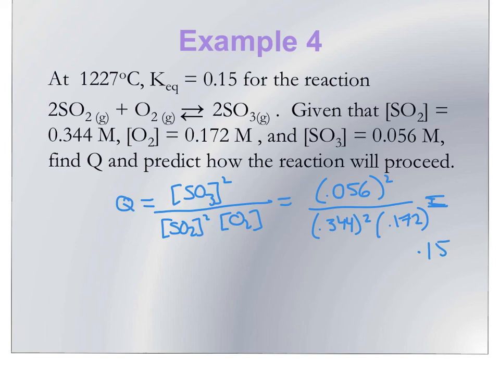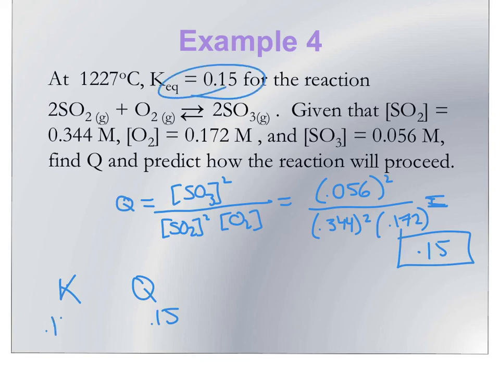So that's our answer to what is Q, and then to answer how it proceeds, you compare K with Q. Q we just calculated to be 0.15. K is given to us, it's 0.15. They are equal to each other. So what does that mean? That means you are already at equilibrium. Your forward rate is already equal to the reverse rate. Let's do one more of these.